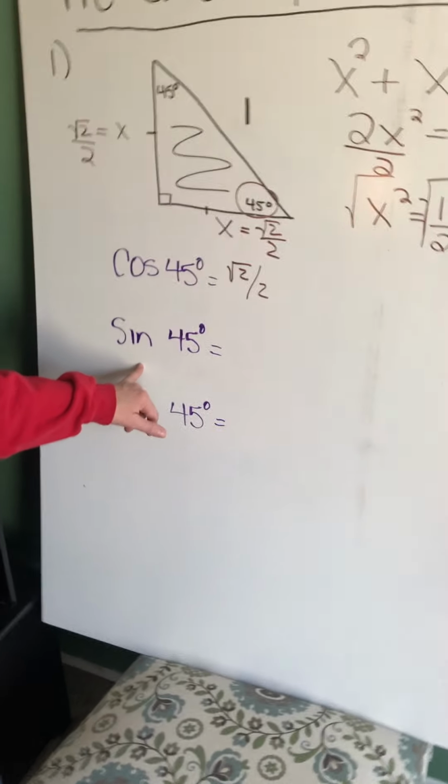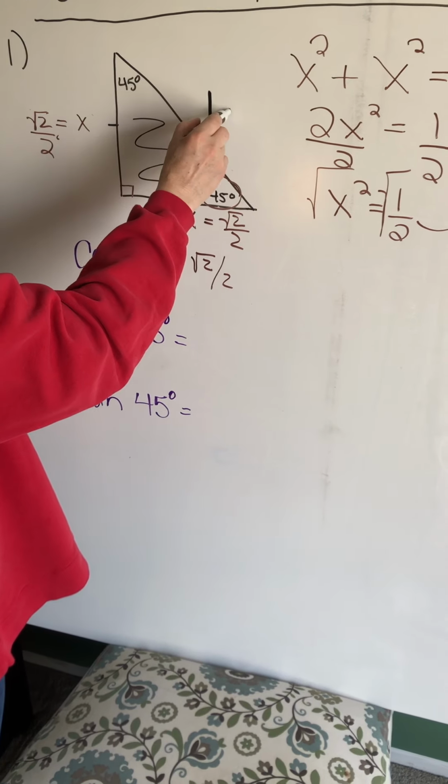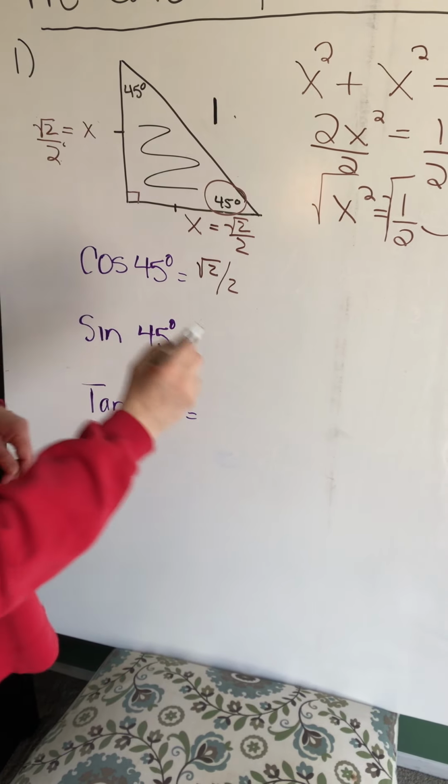Let's go to sine of 45 degrees. That is the opposite side over the hypotenuse. Notice we have the same thing that we did for cosine.